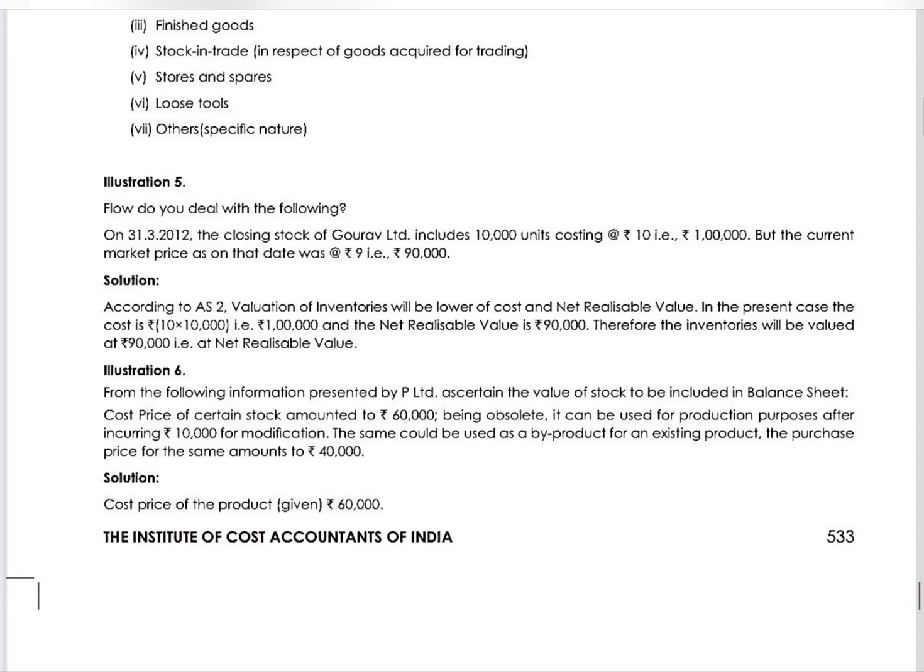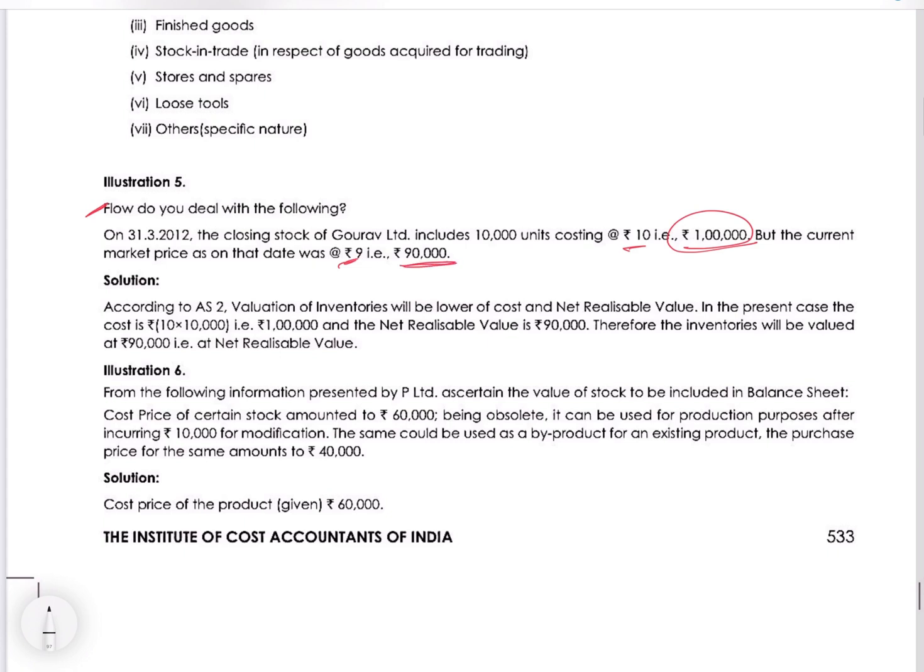Illustration 5, study material of financial accounting, page number 533. It is related to Accounting Standard 2, valuation of inventories. How do you deal with the following? On 31st March 2012, the closing stock of Gaurav Limited includes 10,000 units costing rupees 10, that is rupees 1 lakh. But the current market price as on that day was rupees 9, that is 90,000.